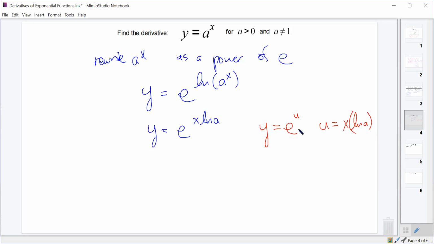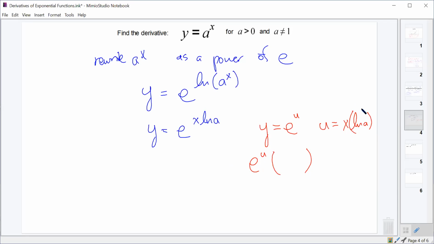What do we do here? The derivative of e to the u is e to the u. And what about the derivative of x natural log of a? Do we have to use the product rule? You do not need to use the product rule. We could use the product rule if you want to, but we don't need to.